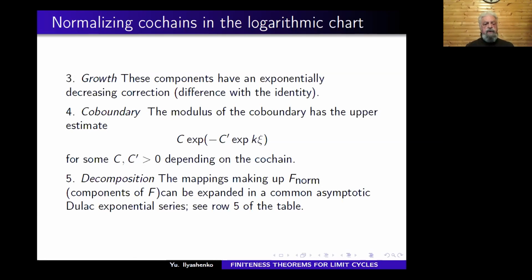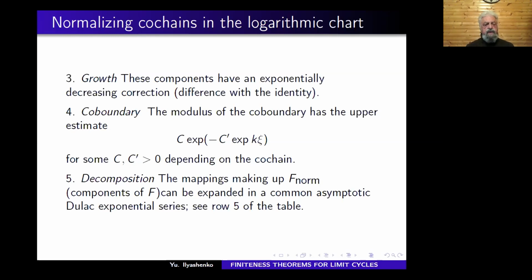And what about the coboundary, which I described before? The modulus of the coboundary has an upper estimate of the type double exponent. It is written here, and it comes from the exponential character of the decay of the Écalle-Voronin moduli, which I explained in the last lecture. But right now, you can accept it just as data.